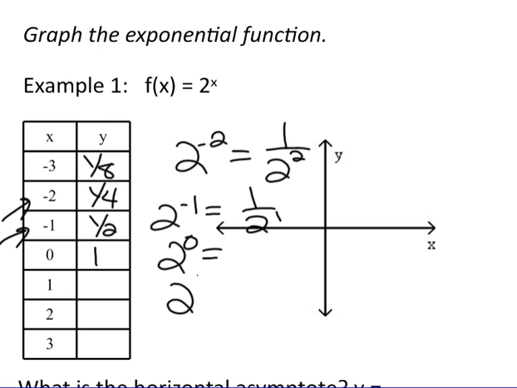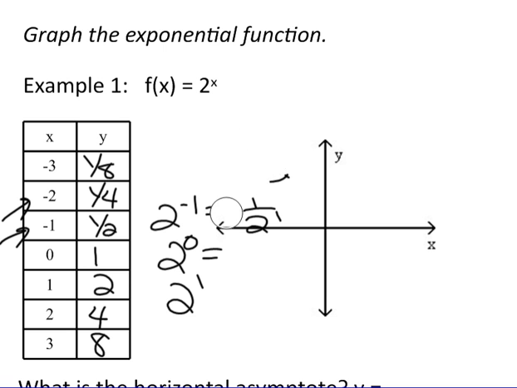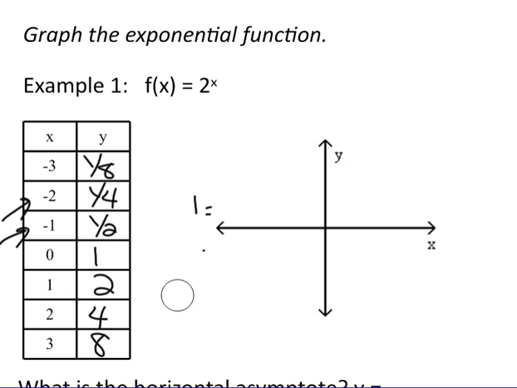I have 2 to the first power, which is 2. 2 to the second power is 2 times 2, which is 4. And 2 to the third power is 8. What I'm going to do is graph or plot each of these points. So let me clean this up a little bit. I'm going to plot the point negative 3, 1/8.